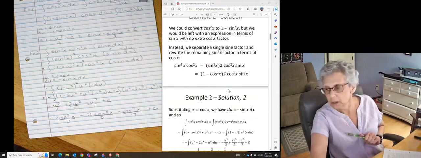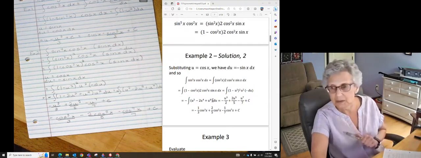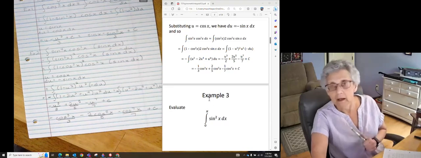And let's look at the pretty solution, make sure I didn't lose anything along the way. And it looks like we did good. Now I'm going to take a break and go to a new page.